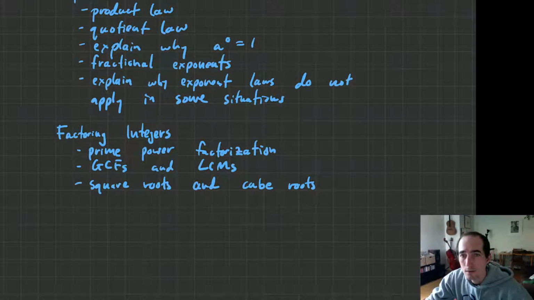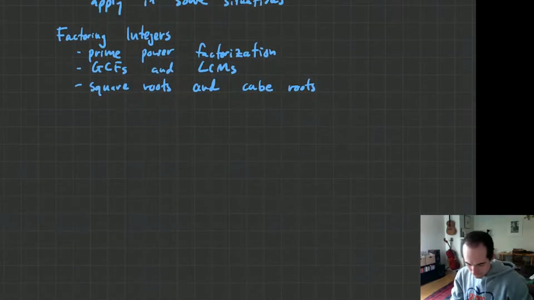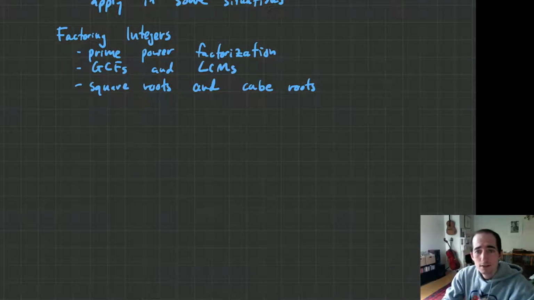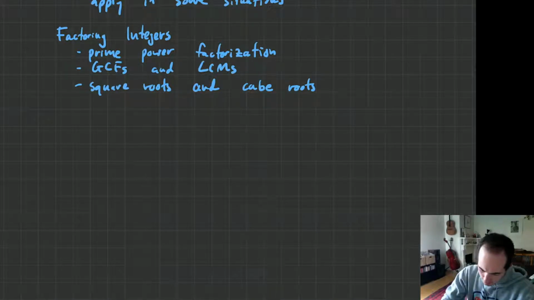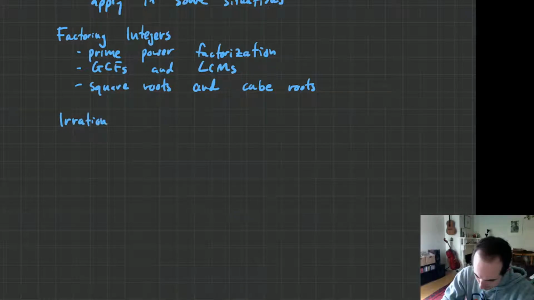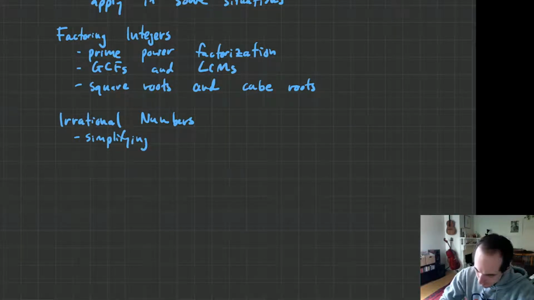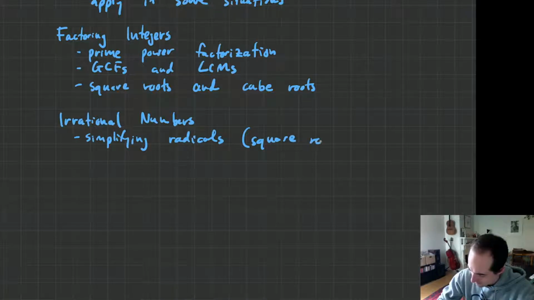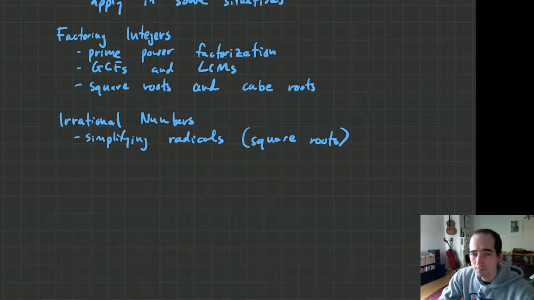Okay. So that'll be factoring integers. Let's see here. Another one would be irrational numbers. Okay, so things like simplifying radicals. That's like square roots and stuff. Yeah, I think that's pretty much all we looked at for irrational numbers.